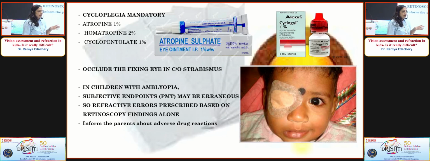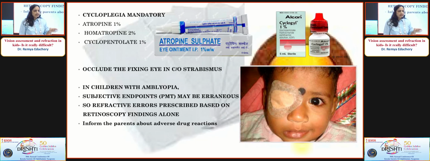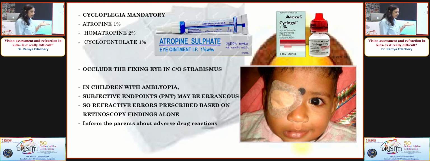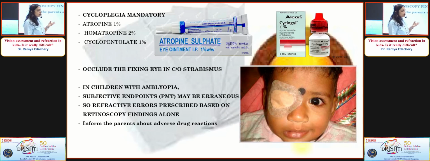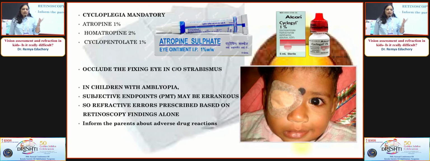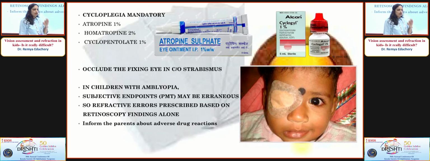And in case of squint, you have to occlude one eye, then do the refraction. Otherwise, you may get erroneous values. Especially in children with amblyopia, you may not be able to give the subjective correction depending upon your PMT. So your cyclorefraction values, you will be giving the prescription according to your cycloplegic value.